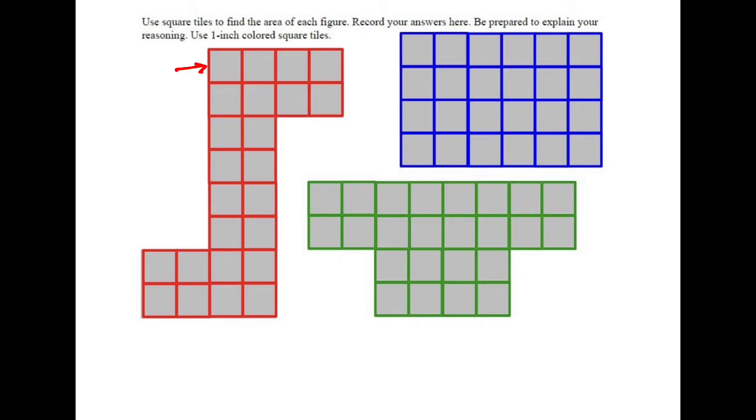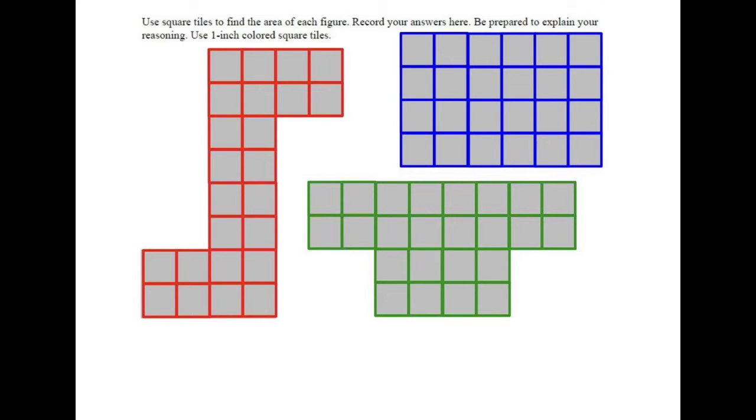I'm going to change colors just so that you can see what I'm talking about. Weird color, but that's all right. Here we go. That one square, if it's a 1-inch square tile, is 1 square inch. What that means is it's 1 inch on this side, and 1 inch on this side, and on this side, and on this side. So every side is 1 inch. So that's a 1-inch square.